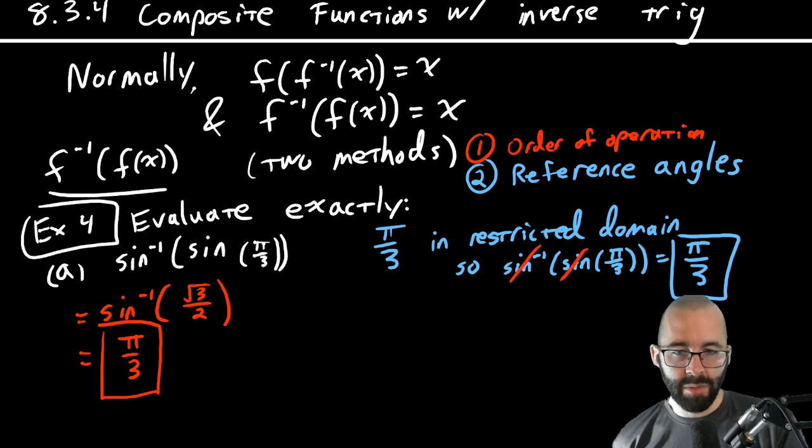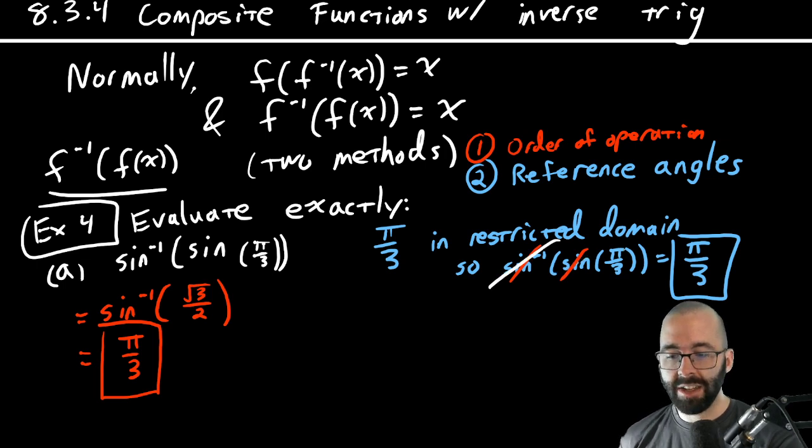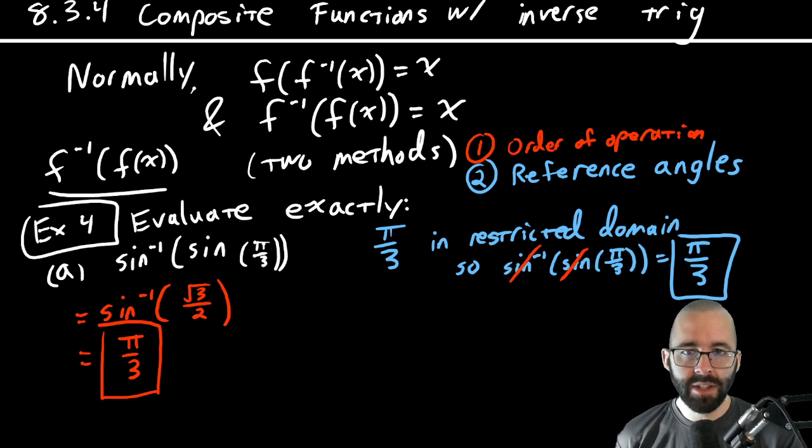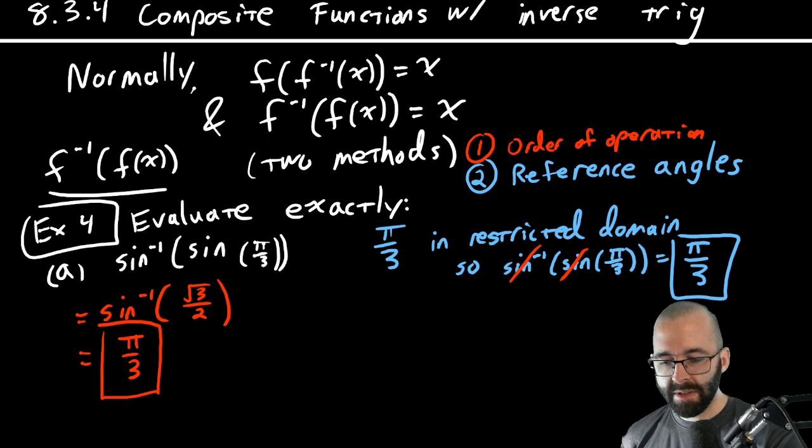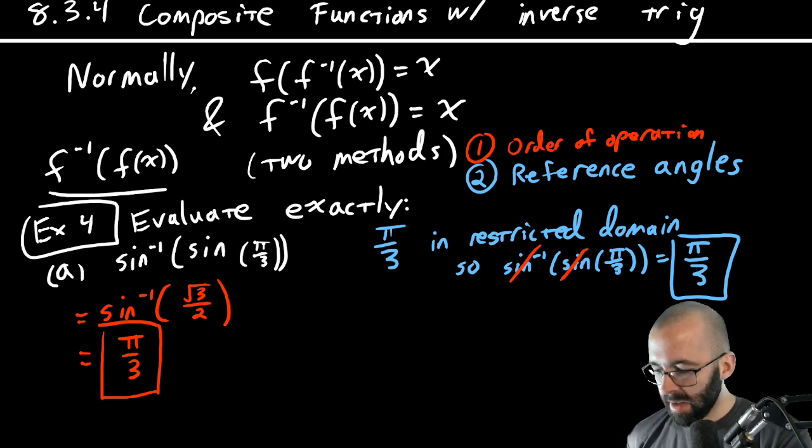So that's how I erase the red marks. If it's in the restricted domain, then yes, they exactly cancel like that. Okay, so that's example A, both methods. Let's do another example and show both methods. Let's do something that's not in the restricted domain and see what happens.